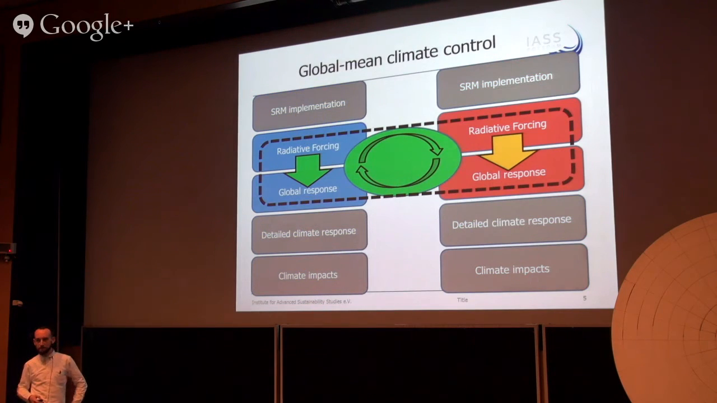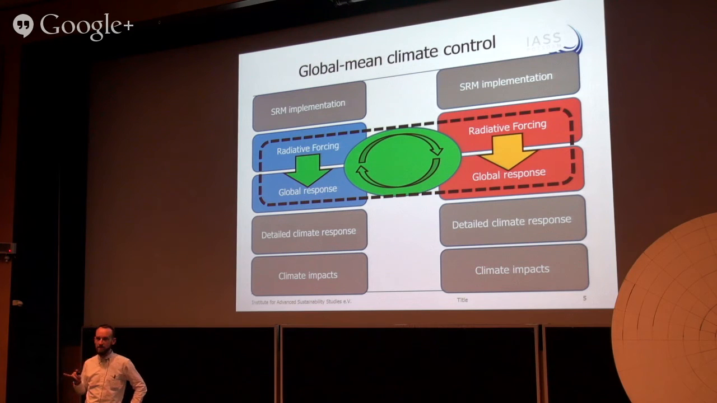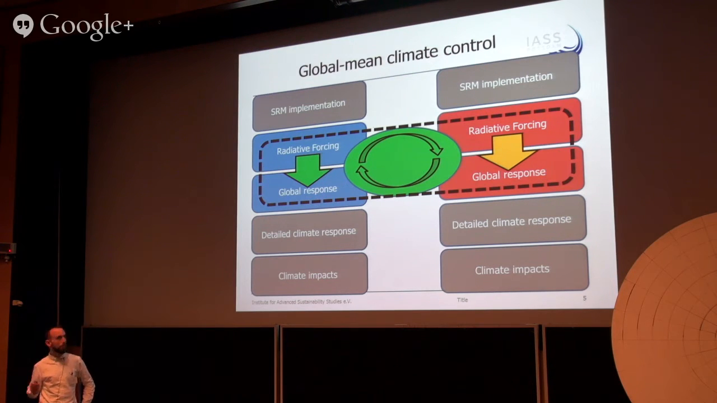However, you can make the problem a lot simpler if you only try to achieve a more mundane target. This is where I think it's important to understand what we mean by climate control. I refer to this, if we're trying to control only the global mean temperature, as global mean climate control. And that's quite different from other kinds of climate control you can imagine.